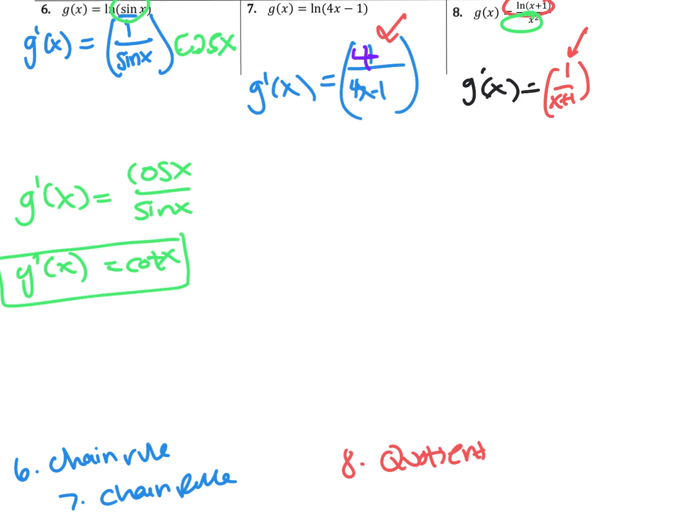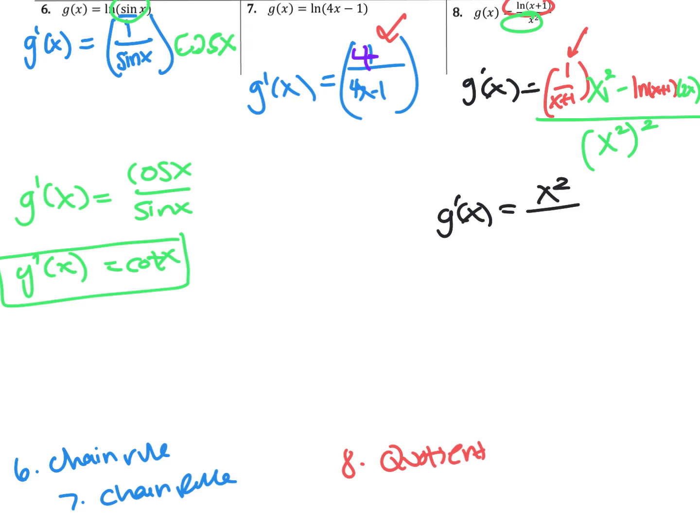We're going to keep the denominator the same, so multiply that by x squared, minus, keep the numerator the same, natural log of x plus 1, multiply by the derivative of the denominator, which is 2x, and this whole thing is going to be over x squared, quantity squared. And I'm going to just rewrite this a little nicer. This is the same thing as x squared over x plus 1 minus 2x natural log of x plus 1. And this is all over x to the 4th.